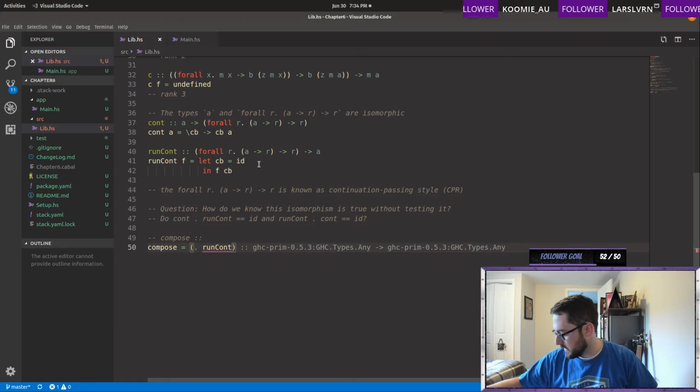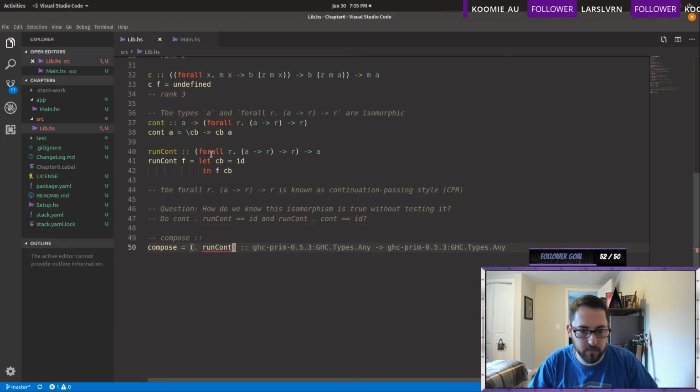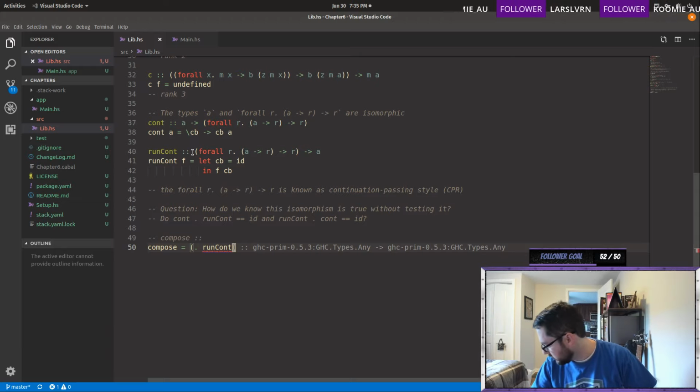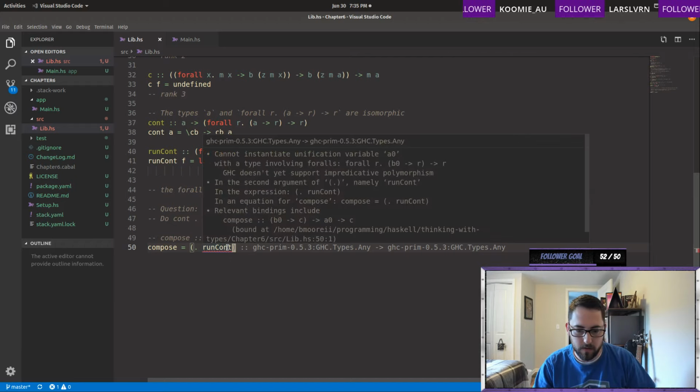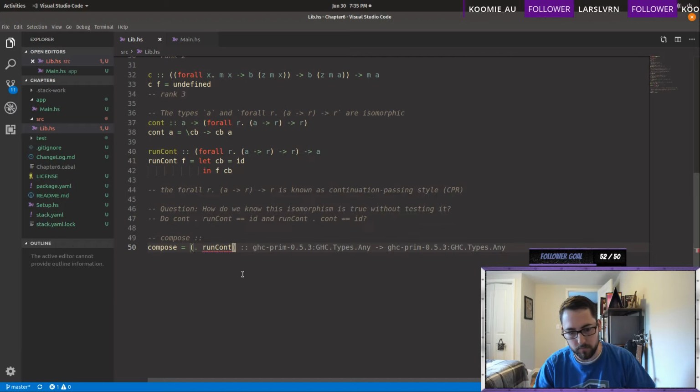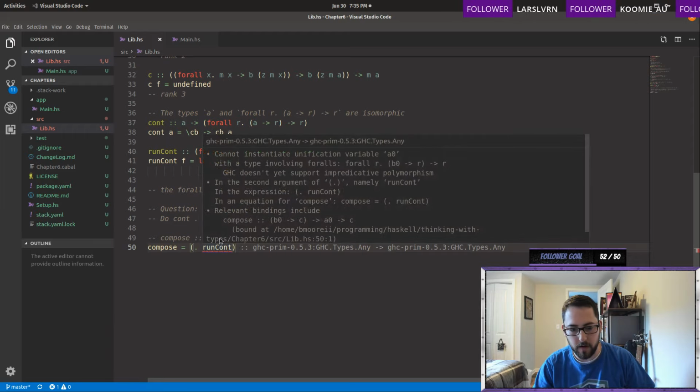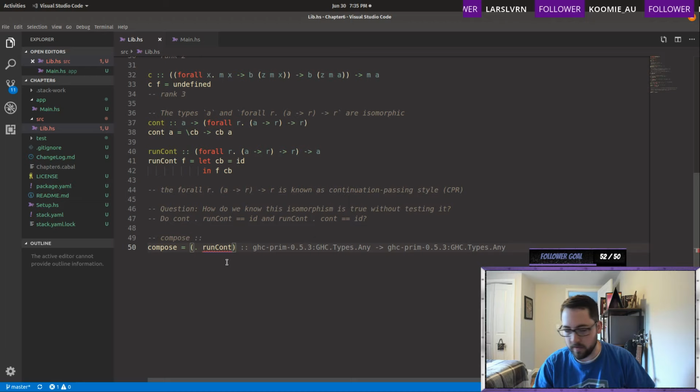and this continuation passing, what is it called? Continuation passing style function. But we were having trouble writing what were we having trouble with? We were having trouble writing our type signature. So we need to think about how we deal with the type signature here.